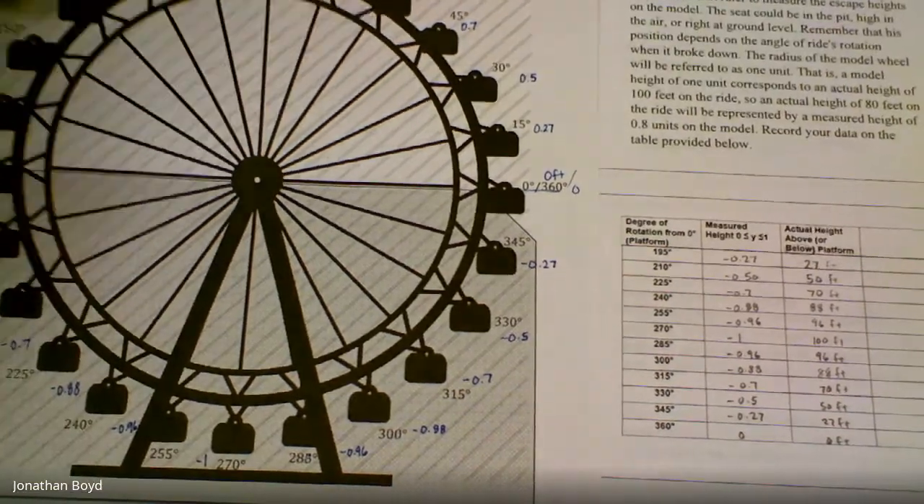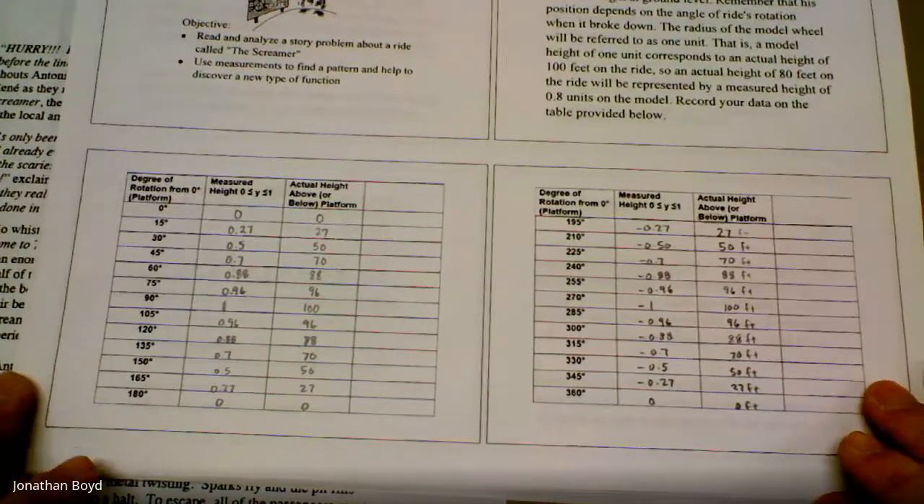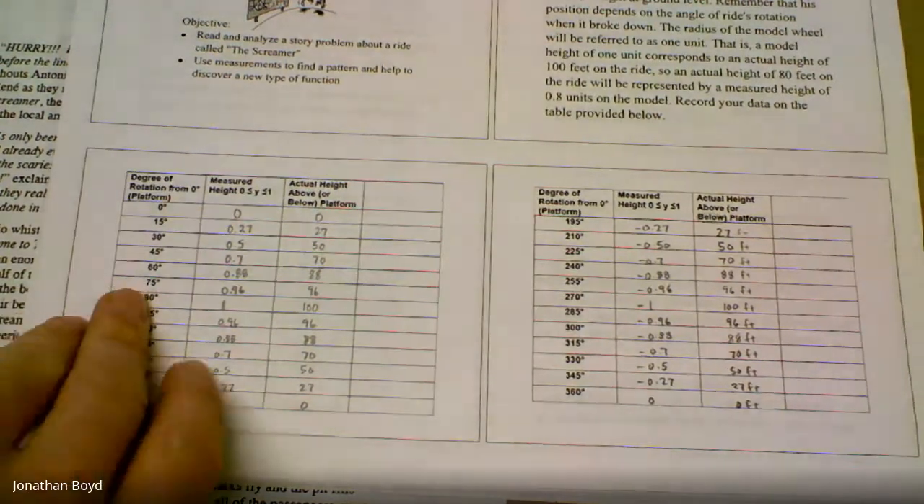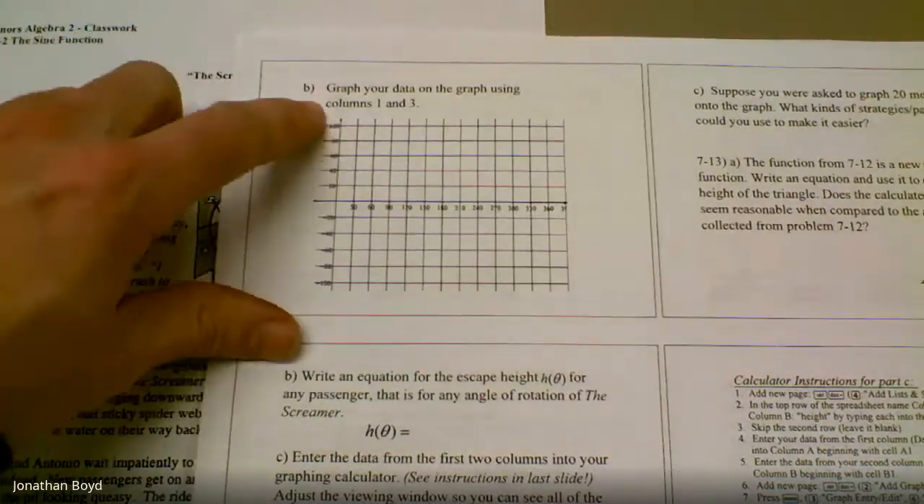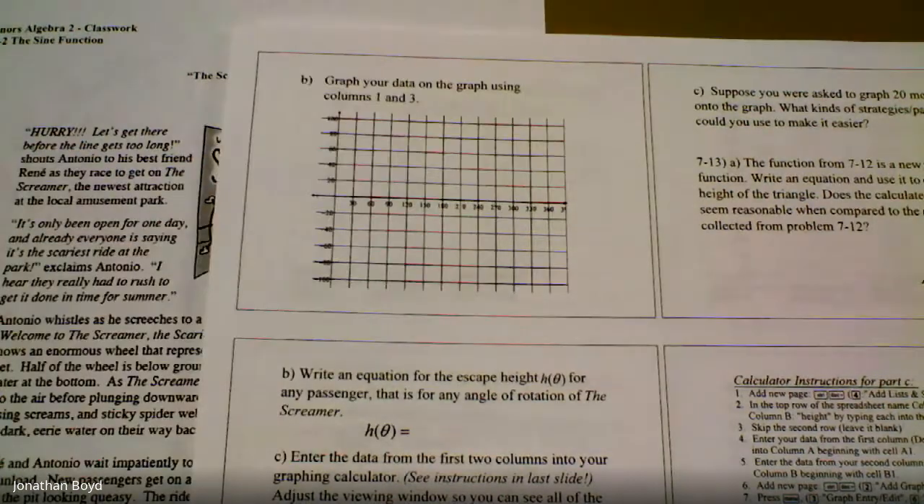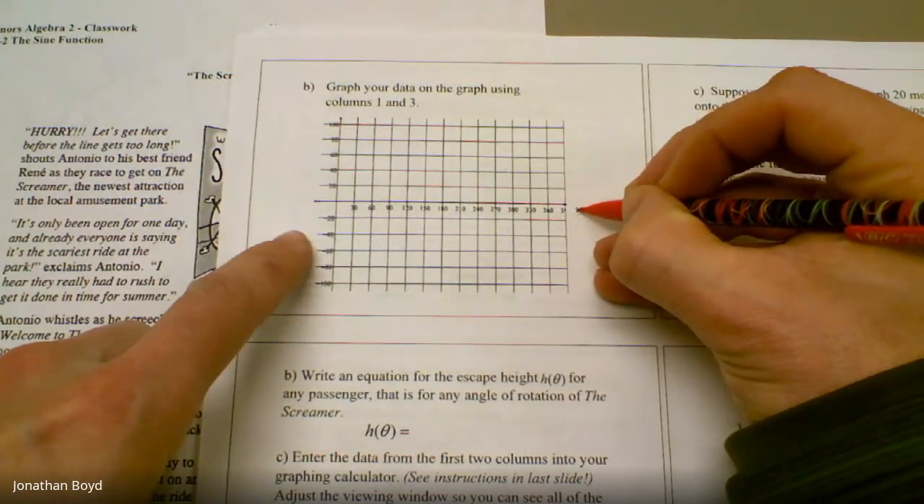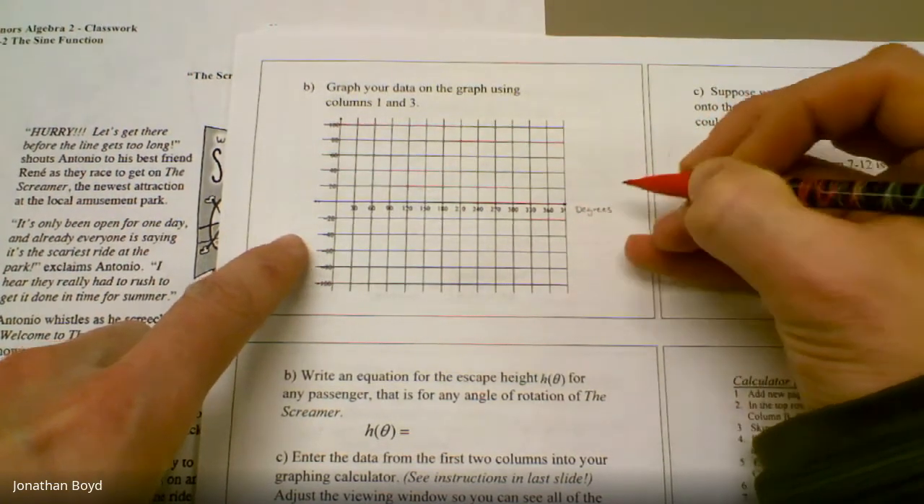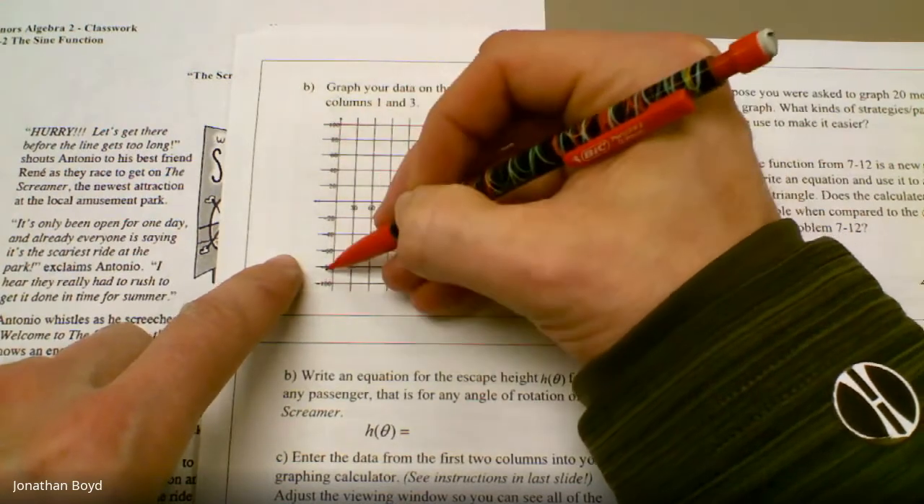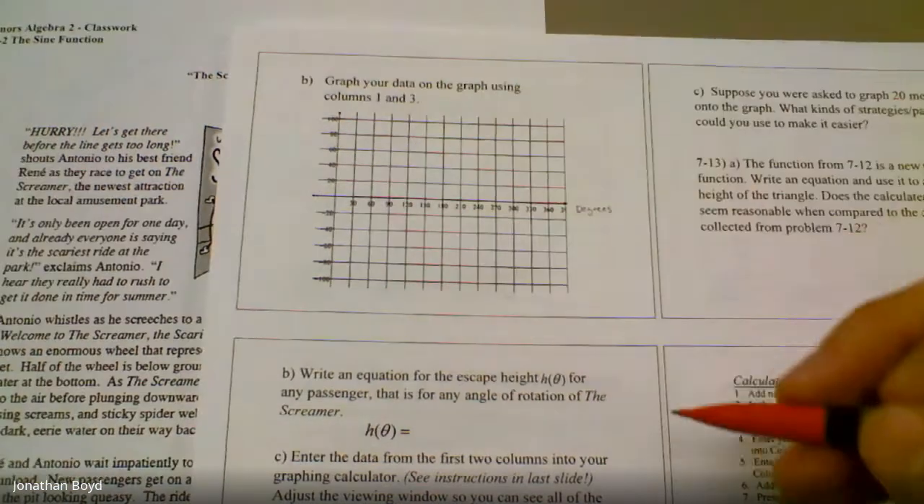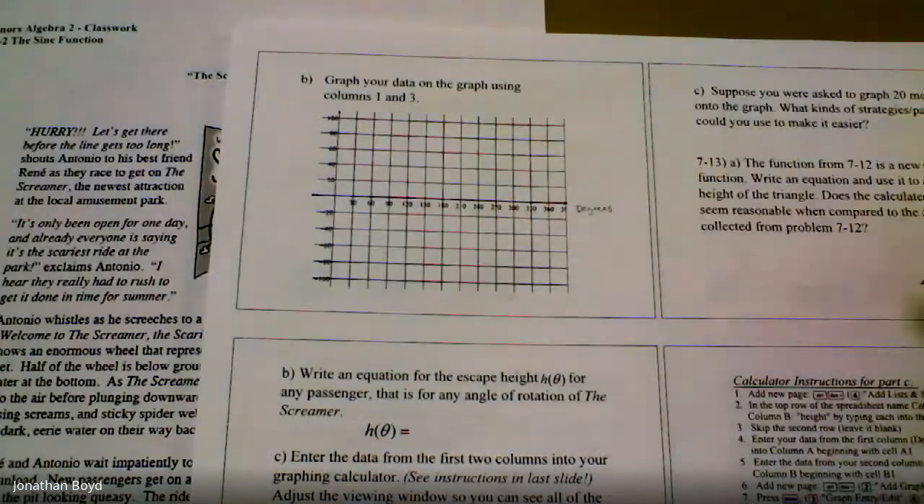All right, so we got the hard part done here, right? We've collected some data. And now go ahead and flip over to the back side. It says graph your data on the graph using columns 1 and 3. Okay, so when you're looking at the points on there, the first column is the degrees, so these are your degrees on the x-axis, and then these are the actual feet measurements there.